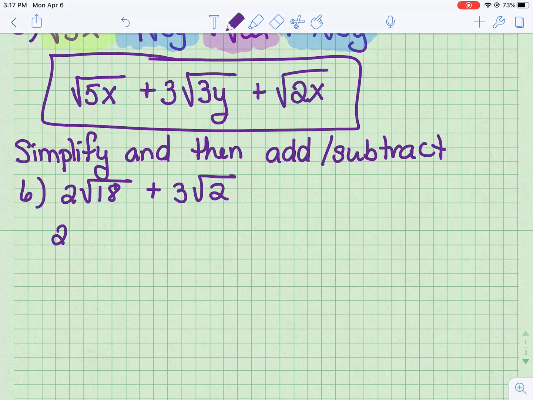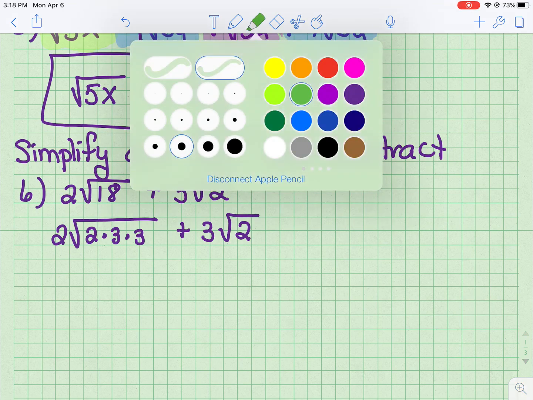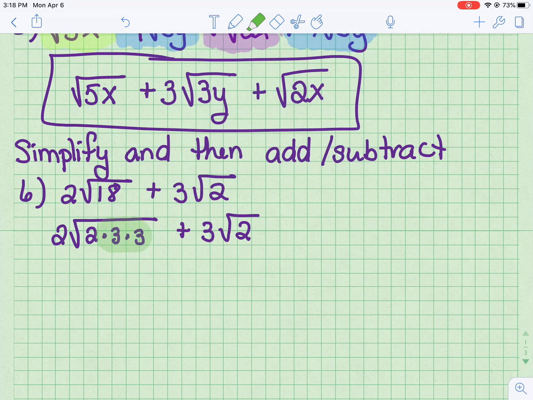So I'm going to go through what we did in section 1 and 2, and I'm going to prime factor 18. So that's 2 times 3 times 3, and then I'm just going to put plus 3 root 2 over here for now. Okay? And then I'm going to look at 2 root 2 times 3 times 3, and I'm going to see if there's any jailbreaks that can happen. And in this case, 3 times 3 can come out. Now remember, the 2 on the outside is just kind of waiting for any escapees. Something terrible happens, only one of them gets out. And then we have the root 2 plus 3 root 2.